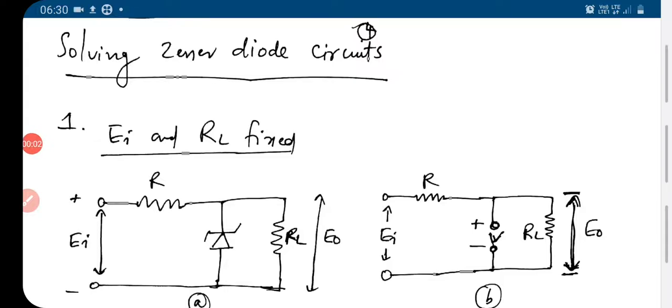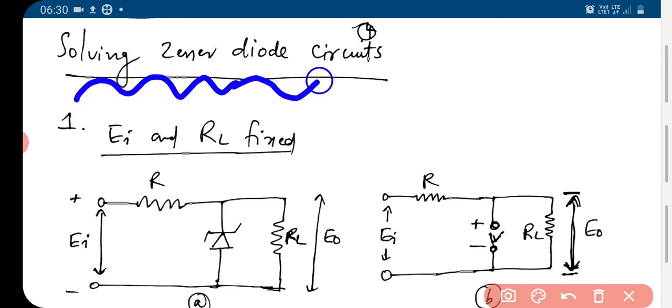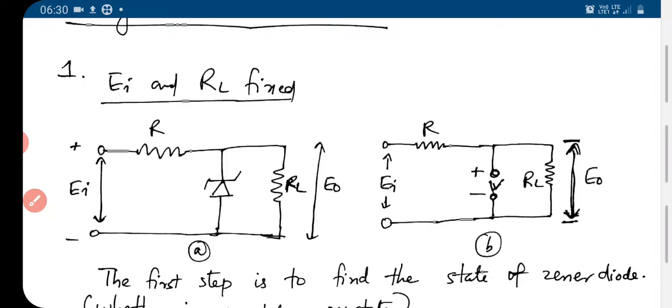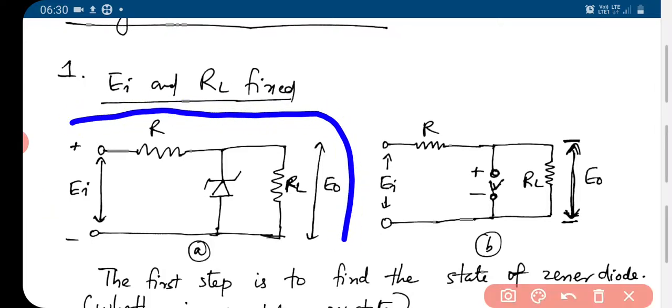Today we will see how we can solve Zener diode circuits. We know a Zener diode is used for voltage stabilization purposes. The basic circuit that we use is this.